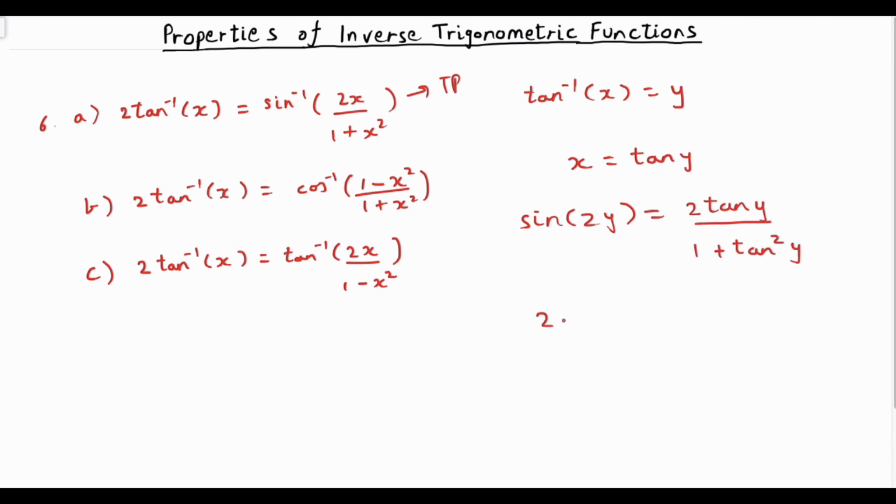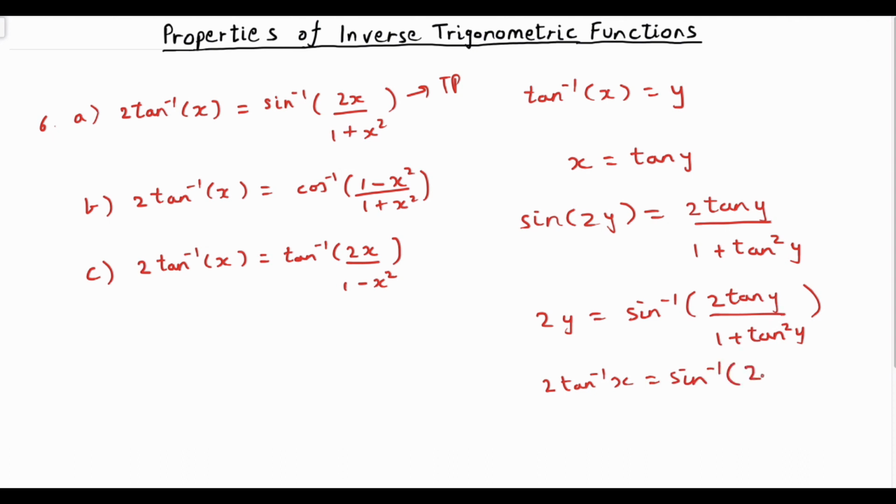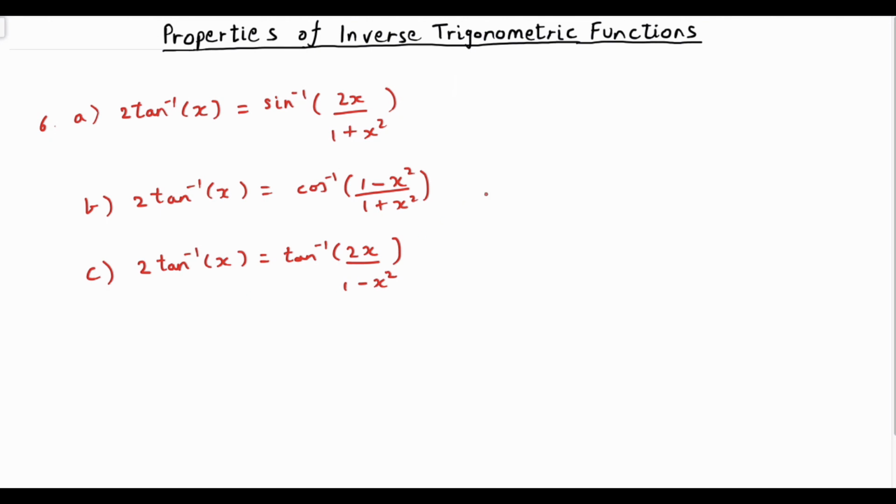Take the inverse on both sides, it becomes 2y is equal to sine inverse of 2 tan y upon 1 plus tan square y, where y was tan inverse x. So 2 tan inverse x is equal to sine inverse, and tan y was x, so 2x upon 1 plus x square. Similarly, to prove the second formula, you will use cos 2y is equal to 1 minus tan square y upon 1 plus tan square y. And to prove the third formula, you will use tan of 2y is equal to 2 tan y upon 1 minus tan square y. There are many more inverse trigonometric formulas which involve sine, cos.